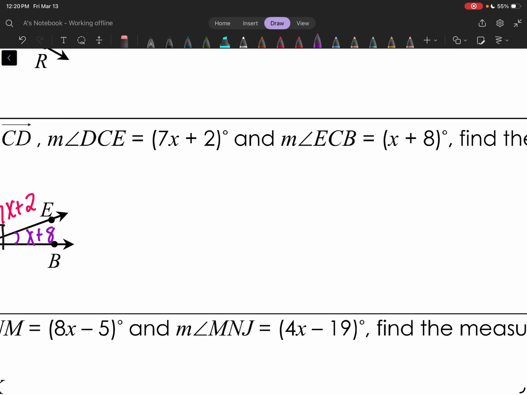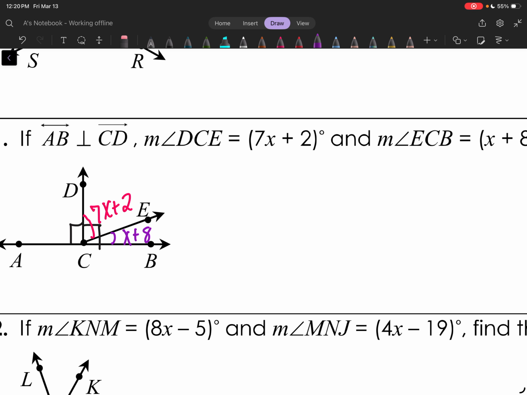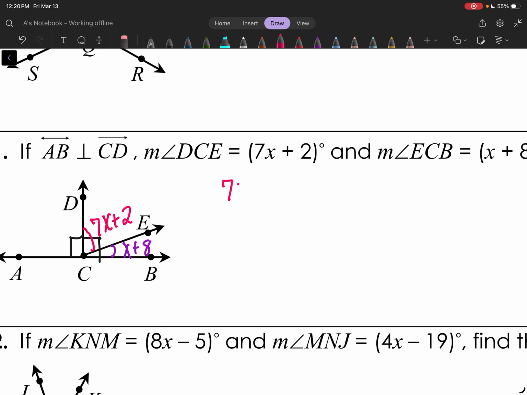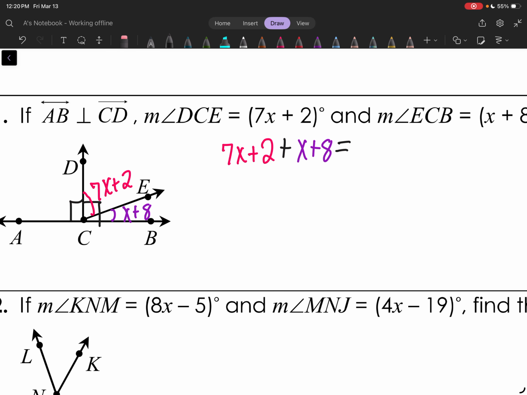Find the measure of angle DCE. Alright, these are adjacent. So by angle addition, I know that 7x plus 2 plus x plus 8 is going to give me the entire angle, 90 degrees. Or to be mathematically correct, it will give me the entire angle measurement anyway. You can solve this from here, however you like.